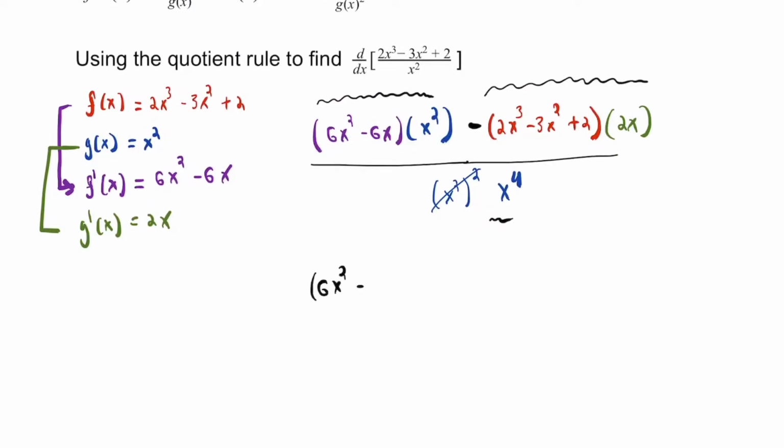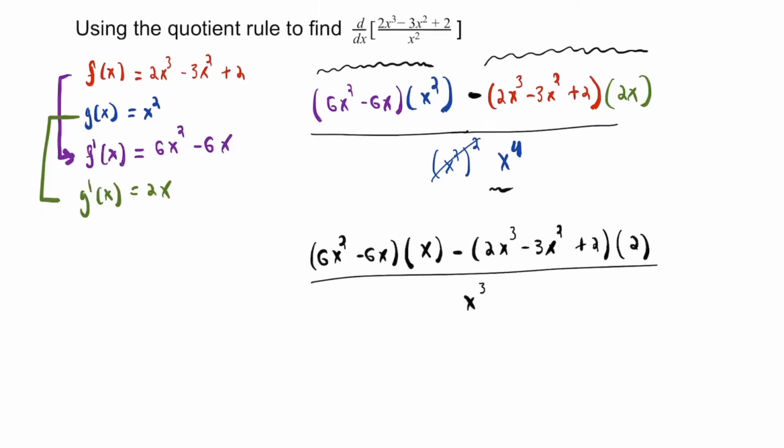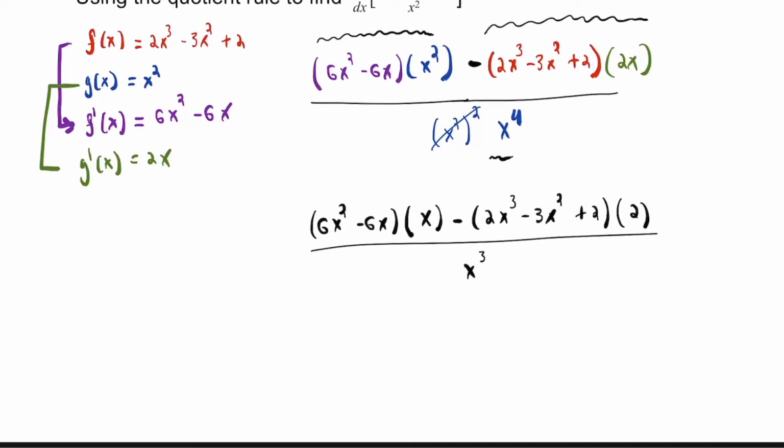6x squared minus 6x times, instead of x squared, that's where I'm going to divide the x out of the first term. So that's where the x cancels out of the first term, minus 2x cubed minus 3x squared plus 2 times 2. So notice I took the x out of the 2x and out of the x squared, and now all of that's going to be divided by x cubed. I don't know if I have any other fancy tricks here. This is just now going to be a combining like terms thing.